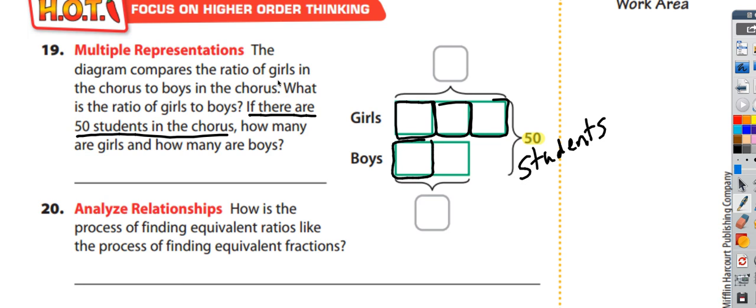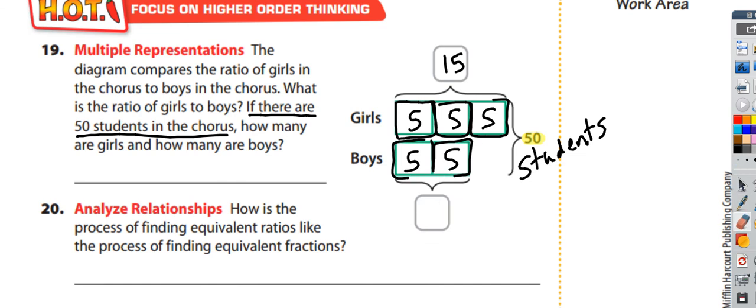And I'm going to do it wrong at first, but I think that you'll catch my mistake here pretty quick. Let's pretend I guessed that each of these represented 5. And so I said 5 in each box would be 5, 10, 15 girls, and 5 in each box would be 5, 10 boys. So that would be 15 girls and 10 boys. Well, that actually doesn't make sense, because that would show that there are 25 students in the chorus when there's actually 50 students in the chorus.